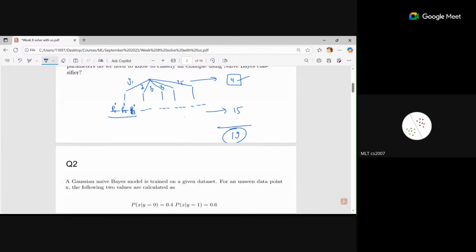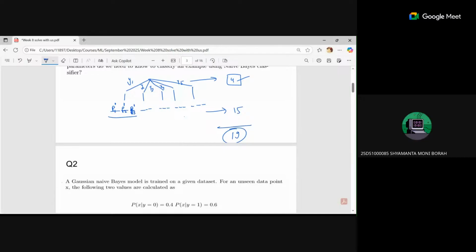So the total is 19. So 19 is the right answer for this question. Whoever has given the answer as 19 is correct. All right. Let's move to the next question.